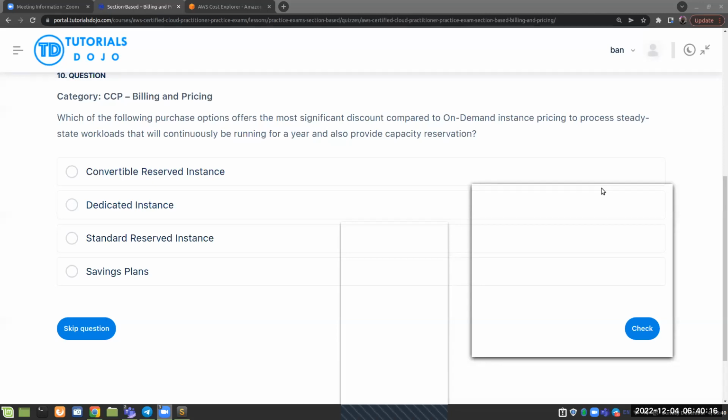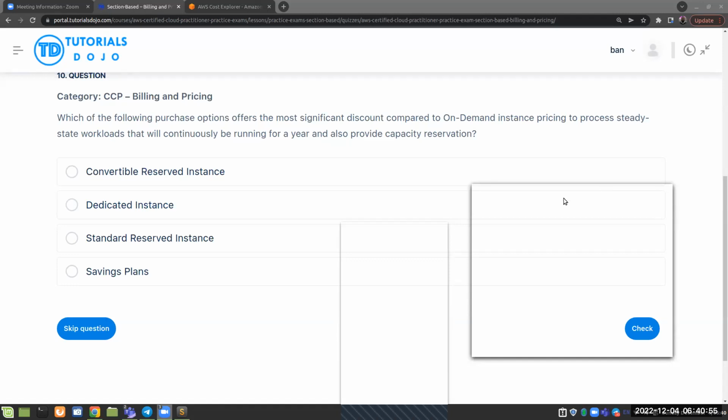For this question, I would go for a standard reserved instance because first, we don't want an on-demand in the first place, and we want an instance that will give us capacity reservation and will help us to process steady state workloads. For capacity reservation, we'll be looking either at convertible or standard reserved, and as we saw, convertible is more costly. So standard reserved instance for me.